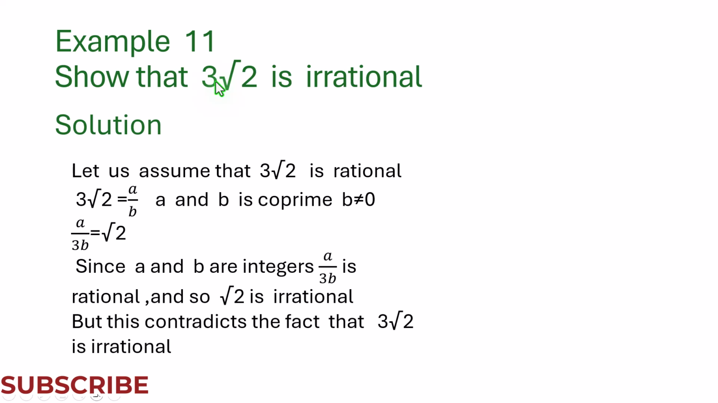Example 11. Show that 3 root 2 is irrational. This also uses the same method: keep the irrational number on one side and the rational number on the other side. Let's assume that 3 root 2 is rational. 3 root 2 is equal to a upon b, where a and b are coprime, b not equal to 0. Now transpose 3 to the right hand side: a upon 3b is equal to root 2. Since a and b are integers, a upon 3b is rational, and so root 2 would be rational. But this contradicts the fact that root 2 is irrational.